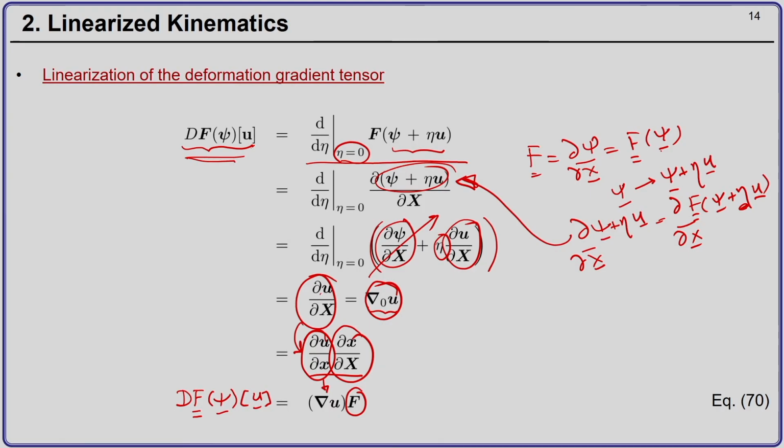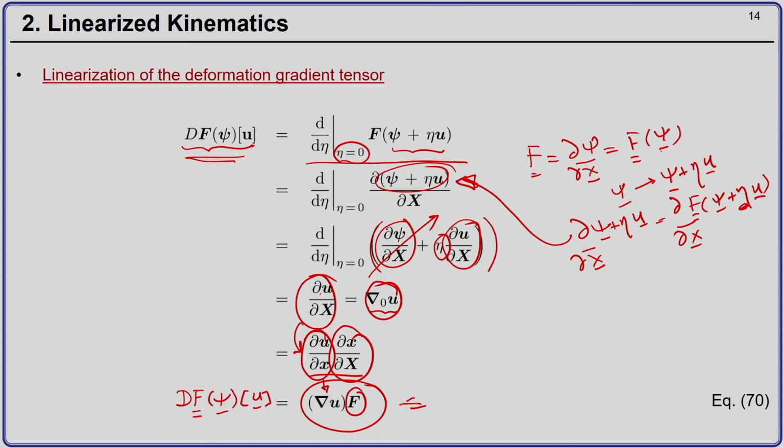Okay. So, this means this is the change in deformation gradient tensor at point x because of a small change u in x. Okay. So, if x changes by u, the following will be the change in the deformation gradient at that point. Okay. That is what it means. So, equation 70 is the linearized deformation gradient tensor.